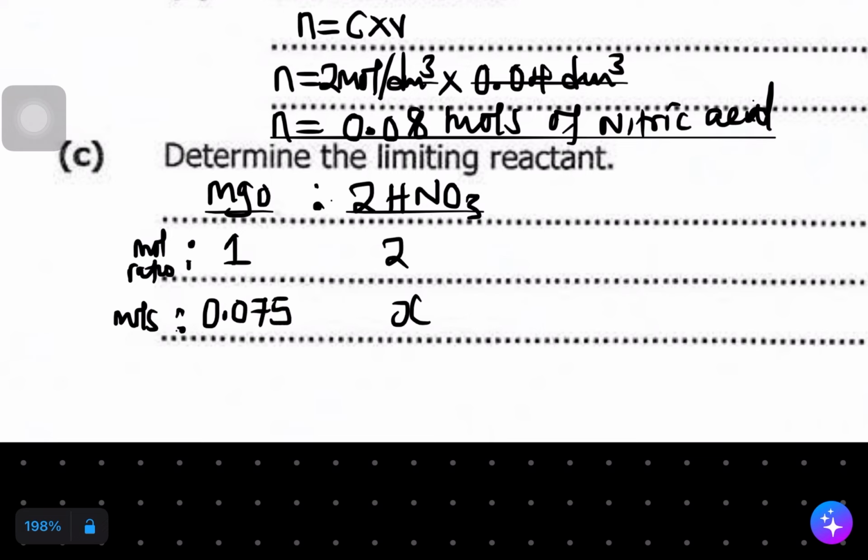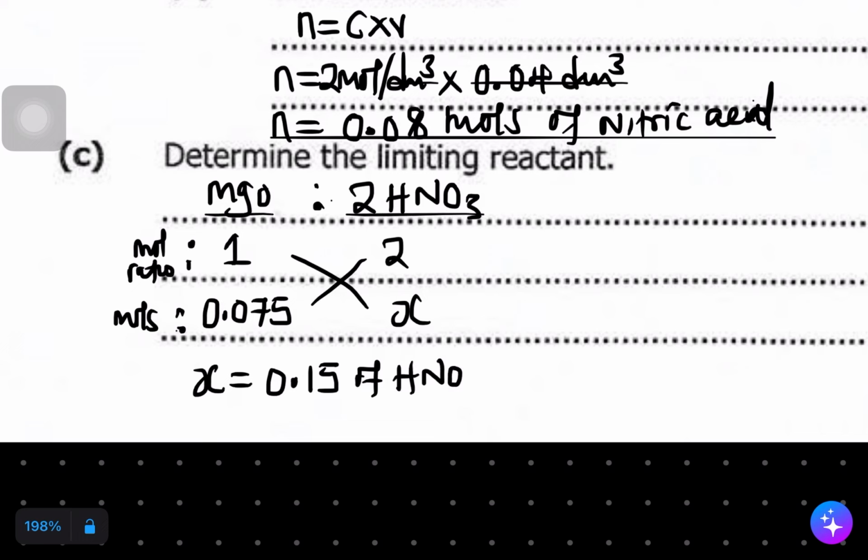0.075. Okay, and then from here we can cross multiply. So when we say 1 times x, we get x. Okay, so I'll get x is equal to, when we say 2 times 0.075, what I'm yielding is 0.15 of HNO3. This is nitric acid. Okay, so we are determining nitric acid. So we are putting x on nitric acid. Okay, so this is a substance which we are determining. So this is of nitric acid.